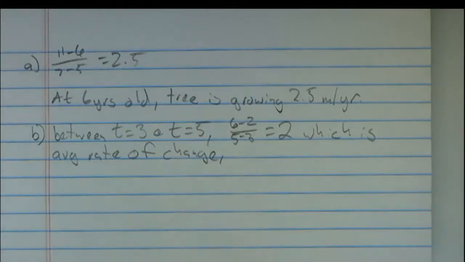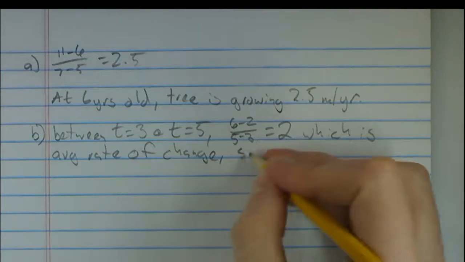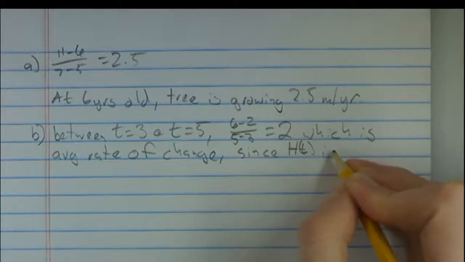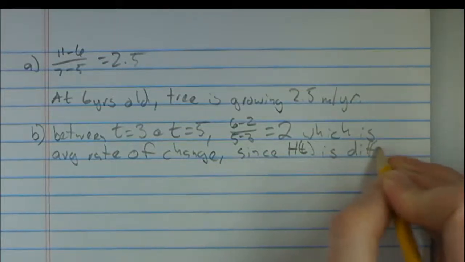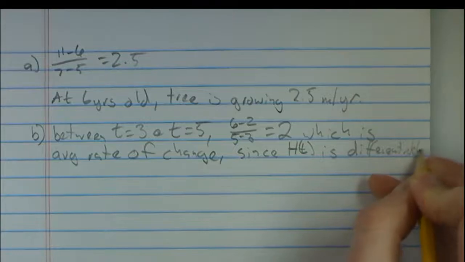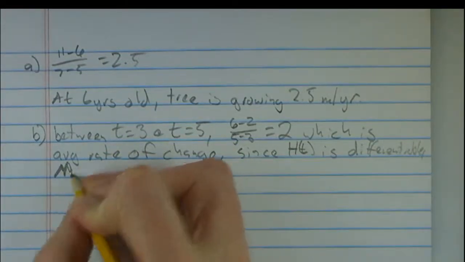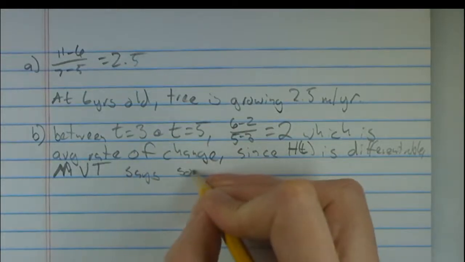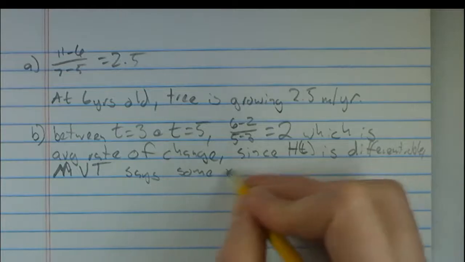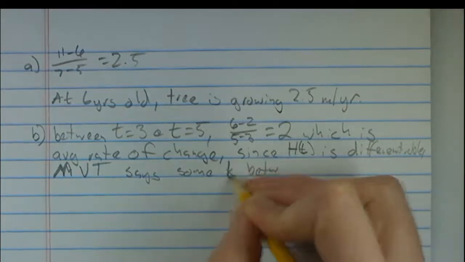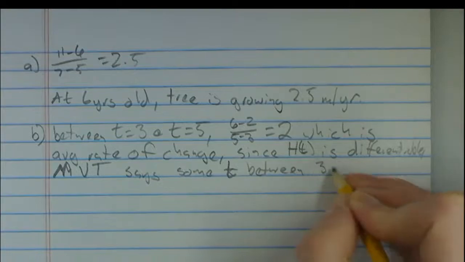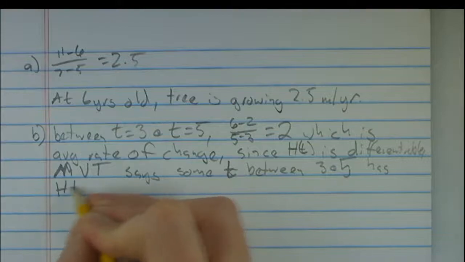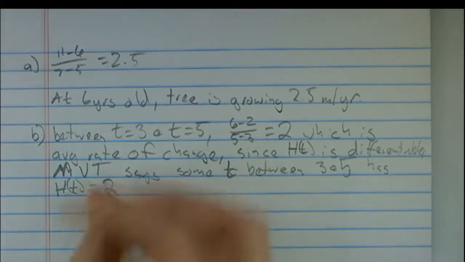And then, since this is a twice differentiable function, since h is differentiable, the mean value theorem says some t between 3 and 5 has h prime of t equal to 2.